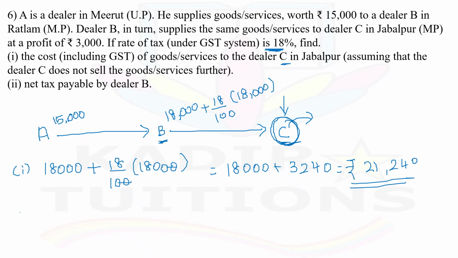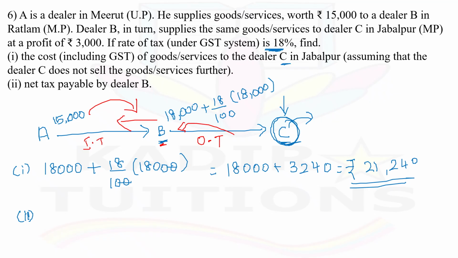Now the next question, the second subdivision, is the net tax payable by dealer B. What is the meaning of net tax payable by dealer B? Actually, B paid a tax to A while getting the goods or services, and B received a tax from C while selling the goods or services to C. Now we are going to find the input tax and output tax, and the difference between them. What this person is collecting from C is nothing but output tax, and what he has already given as GST to dealer A is nothing but input tax.